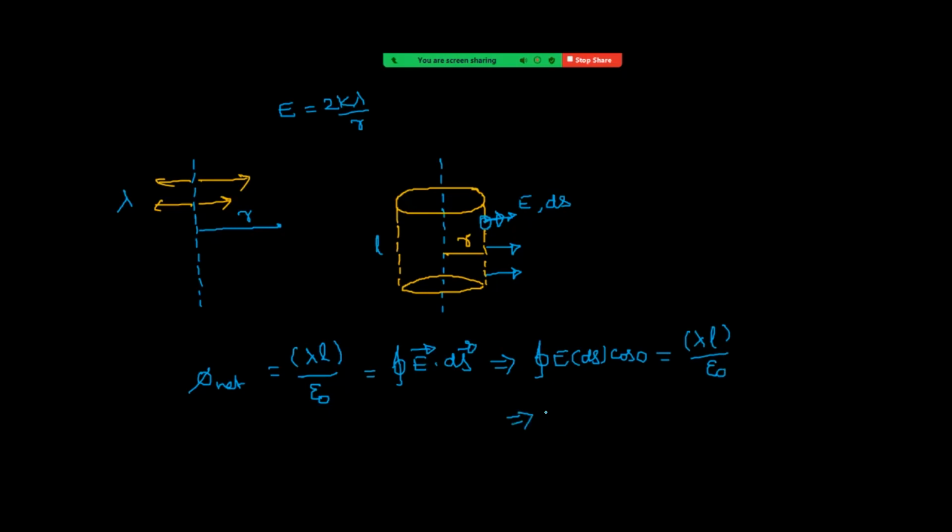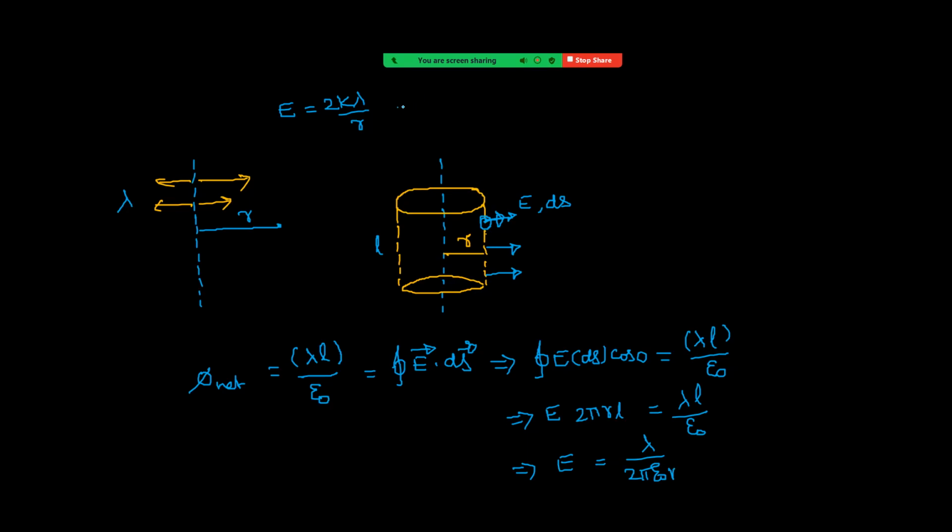From this, take E outside because the modulus of E is the same at each and every point on the surface of the cylinder. The remaining integration of ds gives the surface area of the curved part, which is 2 pi R L. That is equal to lambda L by epsilon naught. So E equals, L gets cancelled, lambda by 2 pi epsilon naught R, right?